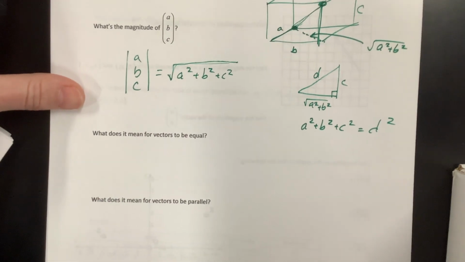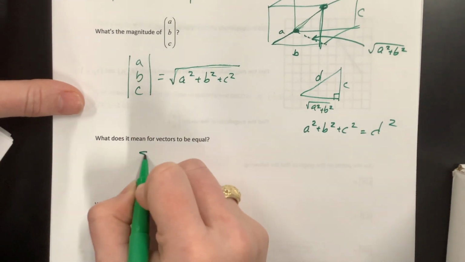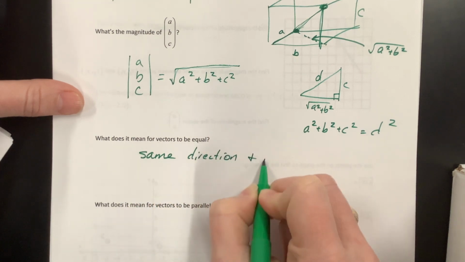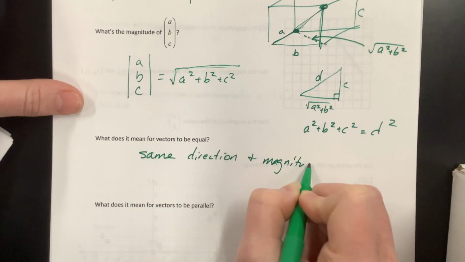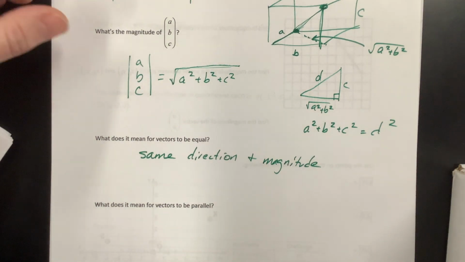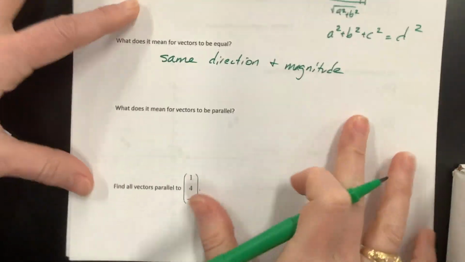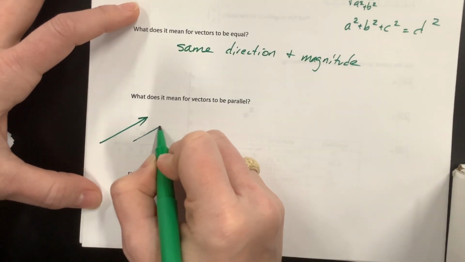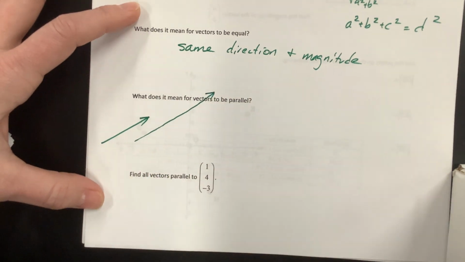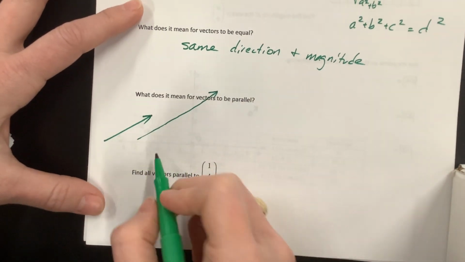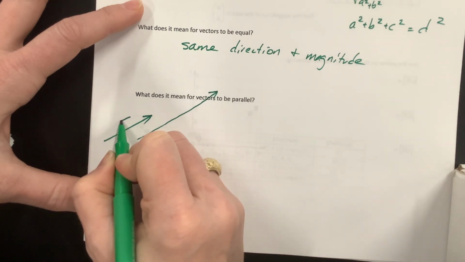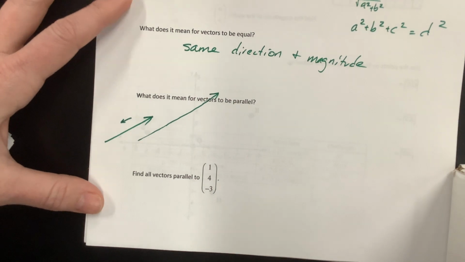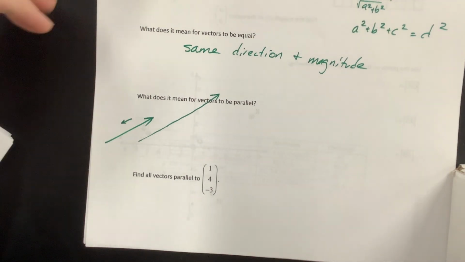Okay, so what does it mean for vectors to be equal? They have the same direction and magnitude. What does it mean for vectors to be parallel? Parallel vectors, well, if I have a vector like this, I can be parallel if I'm doing something like that. I could even be parallel if I do something like this. Okay, so their magnitudes don't have to match, and their directions need to be the same or the opposite.